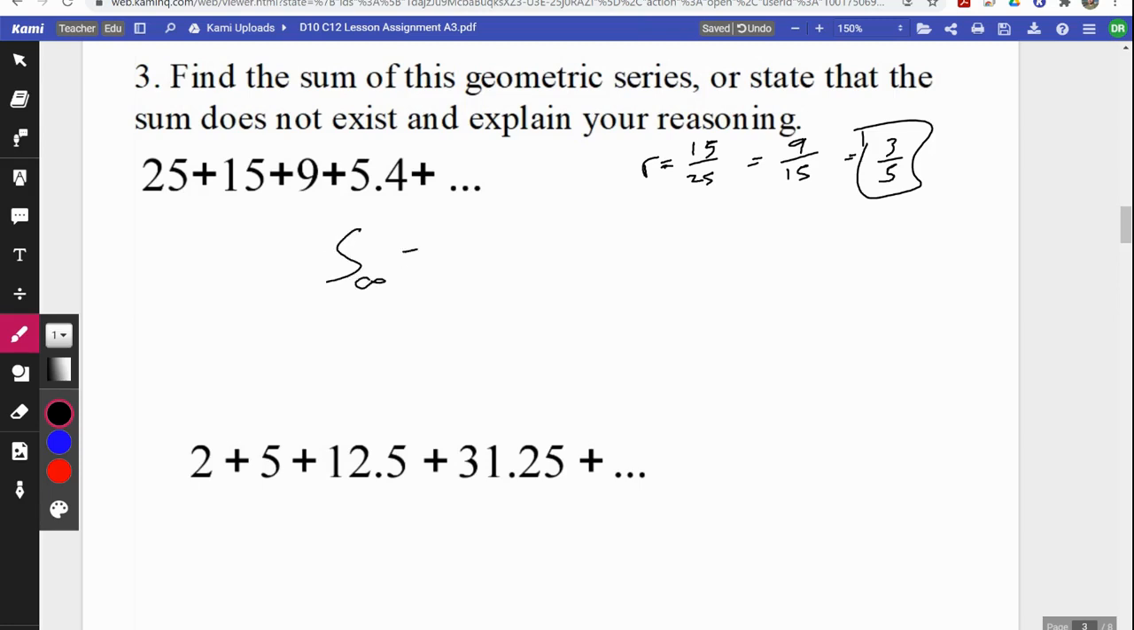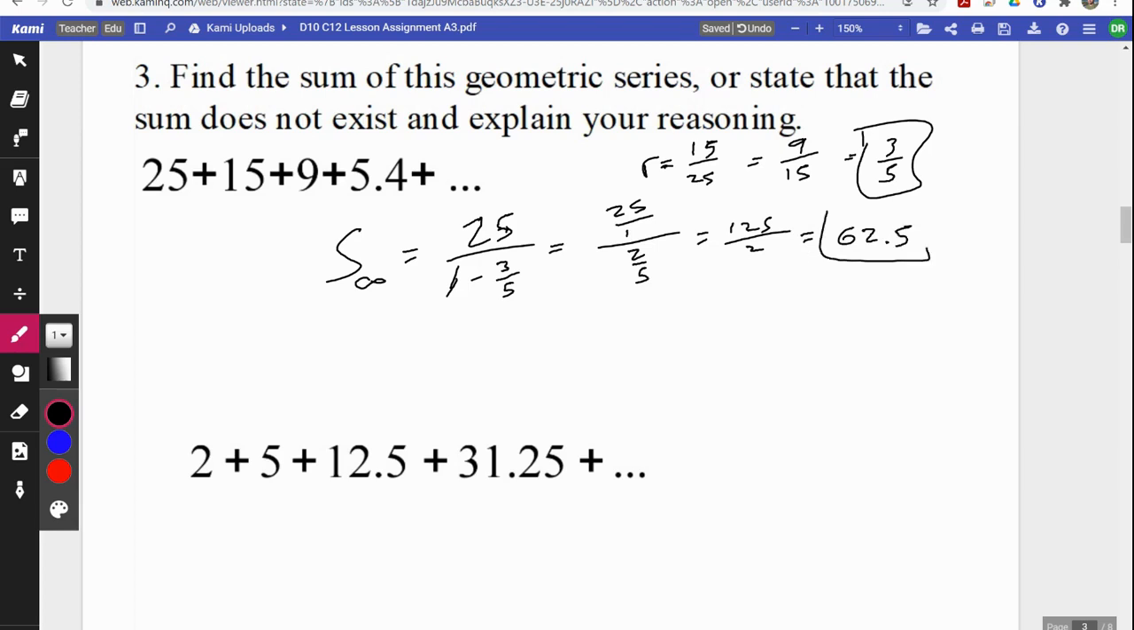So S sub infinity is a sub 1, 25, over 1 minus 3/5. And so I'll just kind of do this by hand, I guess. 2/5. So we would have 5 times 25 is 125 over 2, which is 62.5. So that is the sum of all of those terms if you added up an infinite amount of terms.